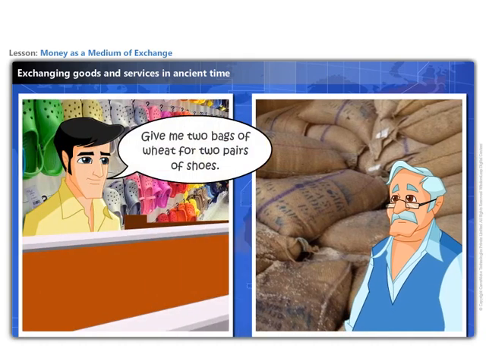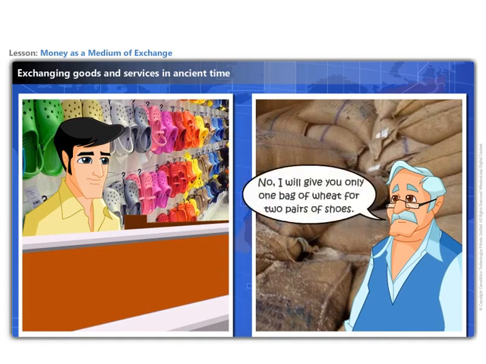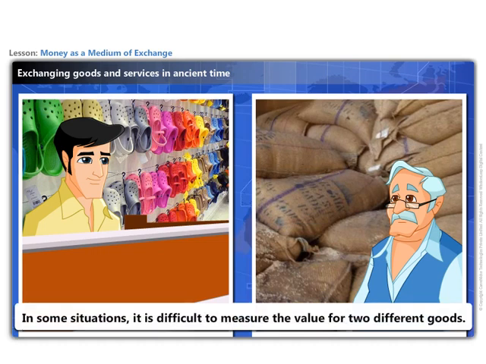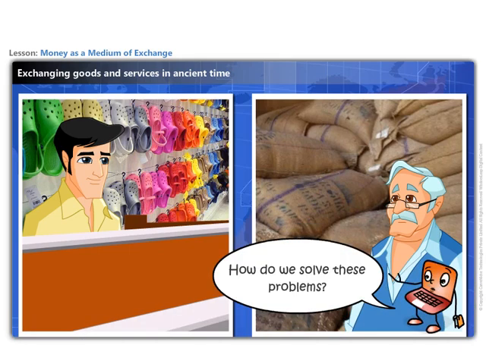Give me 2 bags of wheat for 2 pairs of shoes. No, I will give you only 1 bag of wheat for 2 pairs of shoes. In some situations, it is difficult to measure the value for 2 different goods. How do we solve these problems?